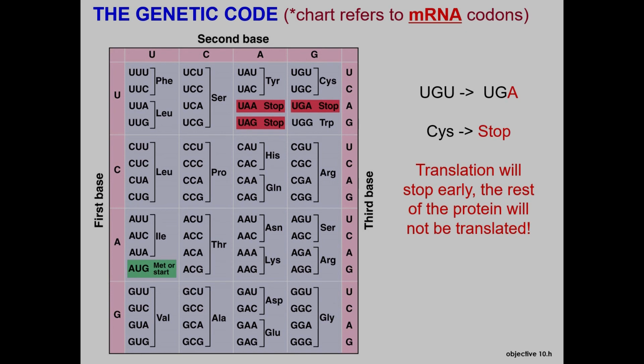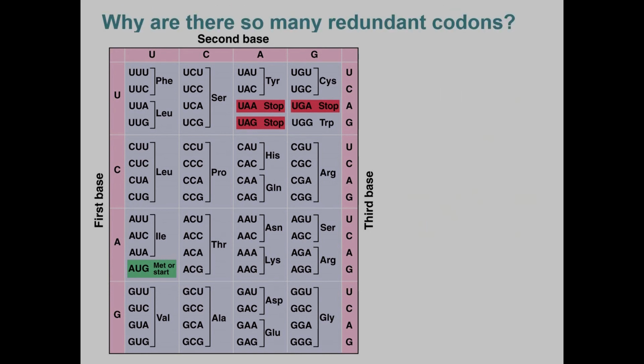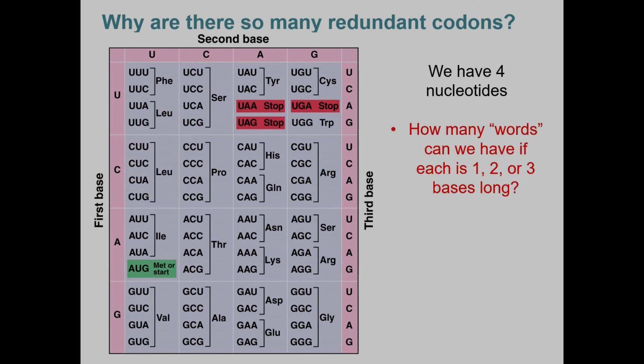Now that we've talked about how translation works and how mutations work, I want to ask you another question. Why do you think there are so many redundant codons? If we look at the codon chart, you can see that quite a few amino acids are encoded by more than 2 or 3. Leucine, or Leu, is encoded by 6 different codons, for example. So why are there so many? The first thing we should think about is, what are our options when we think about how big codons can really be?